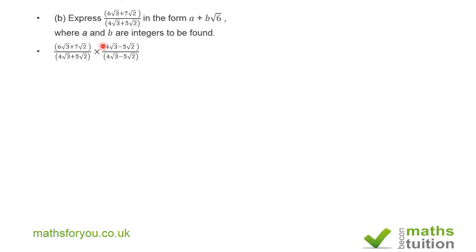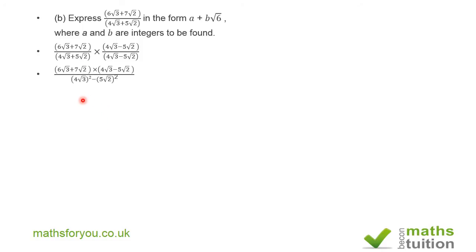To do that, I need to multiply the numerator and the denominator by the conjugate of 4 root 3 plus 5 root 2. The conjugate of 4 root 3 plus 5 root 2 is 4 root 3 minus 5 root 2, and all I do is change the sign. So I'm multiplying by 4 root 3 minus 5 root 2 over 4 root 3 minus 5 root 2, which is 1, so I haven't changed the value of the original expression.